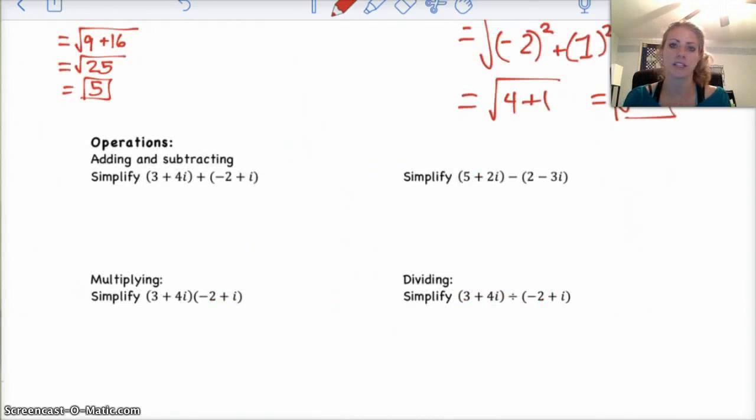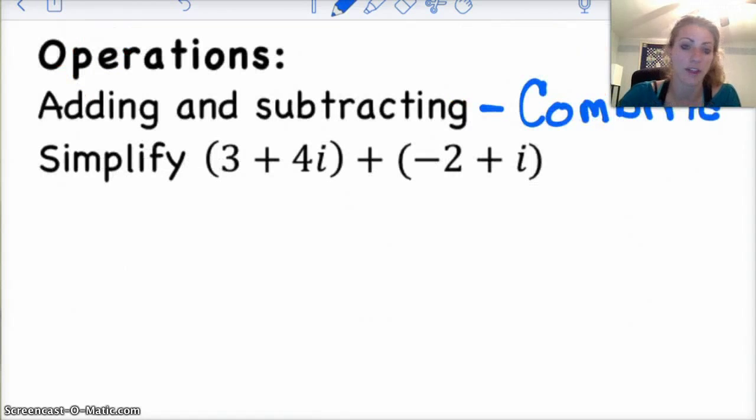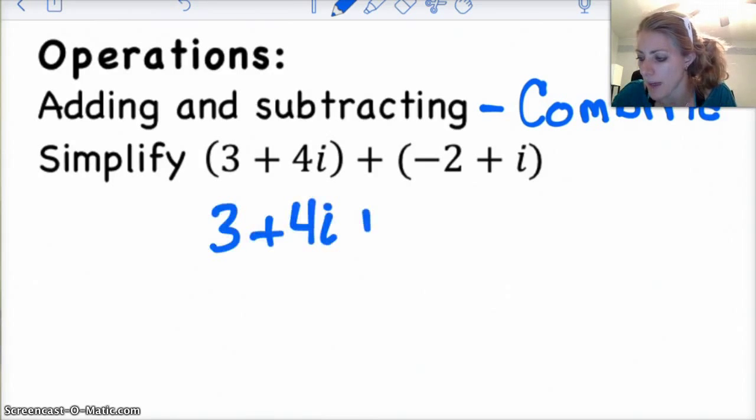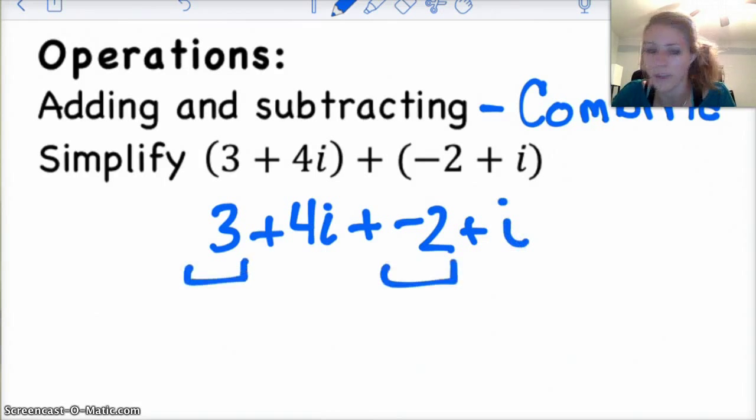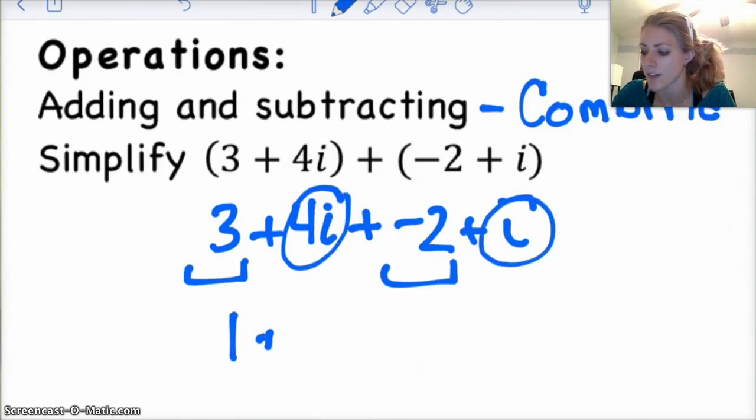Operations: adding and subtracting is super easy. You just combine like terms. So in this case, we've got 3 plus 4i plus negative 2 plus i. So I'll simplify that a little bit. I've got 3 plus 4i, and then I'm adding negative 2 plus i. So my 3 and my negative 2 I can combine because those are like terms. So 3 plus negative 2 is 1, and then I can combine the 4i and the i, and that makes 5i. 1 plus 5i. Super easy.